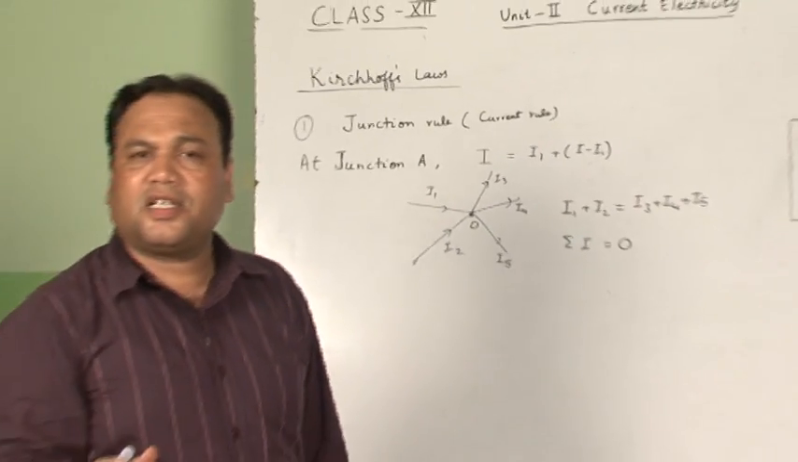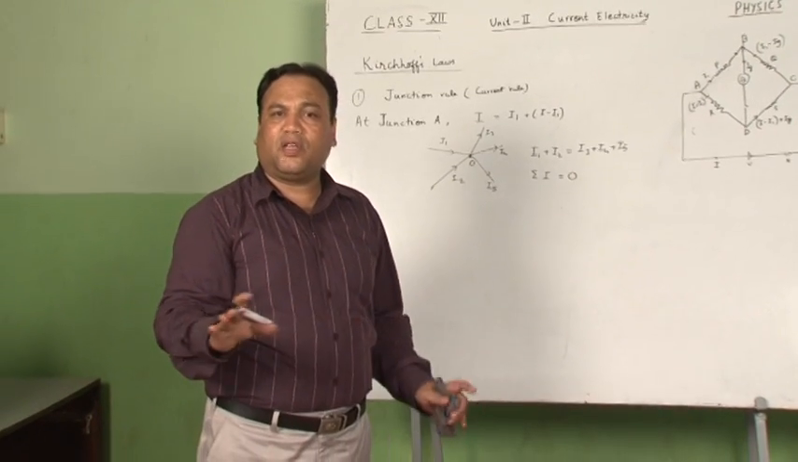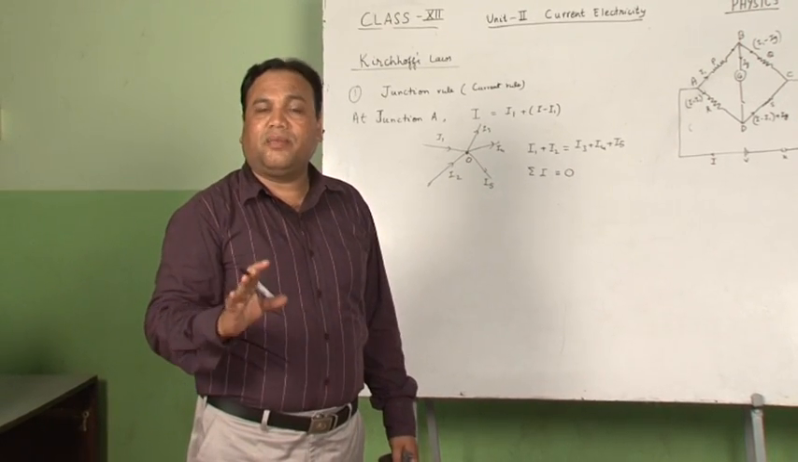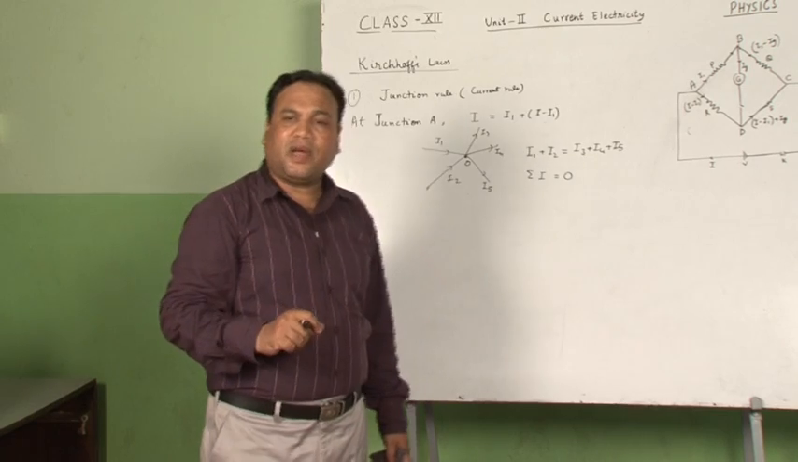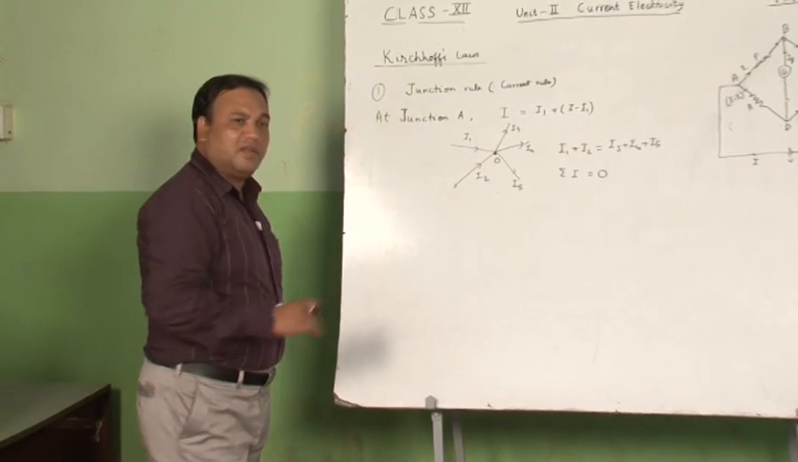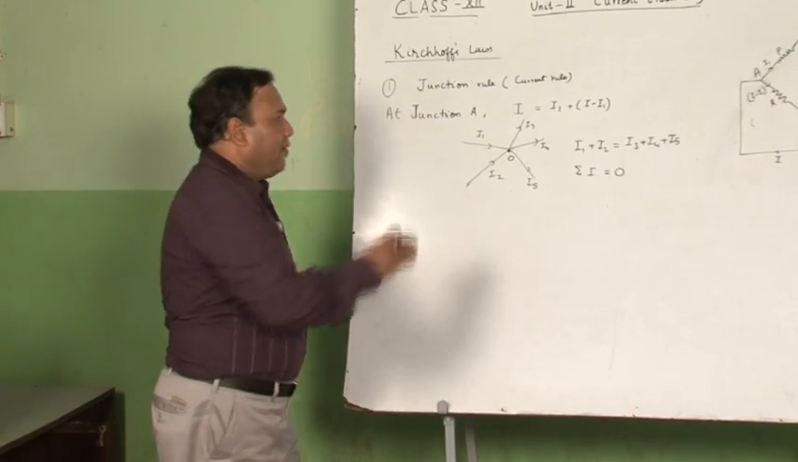Whatever current is reaching the junction, the same current is leaving. Therefore, there is no accumulation of charges. So, this law is based upon the law of conservation of charge. The second law.